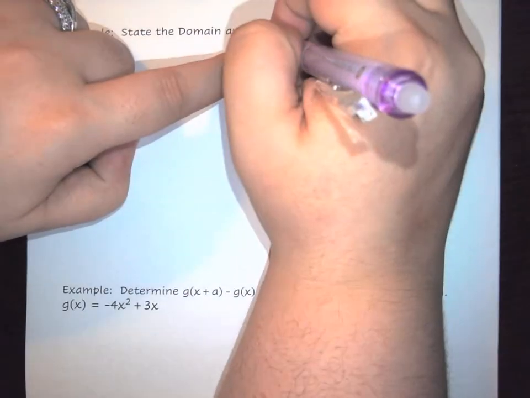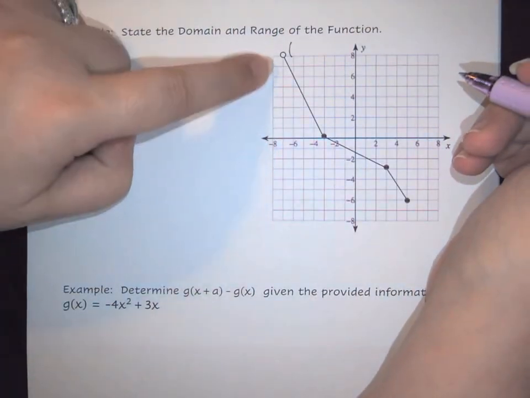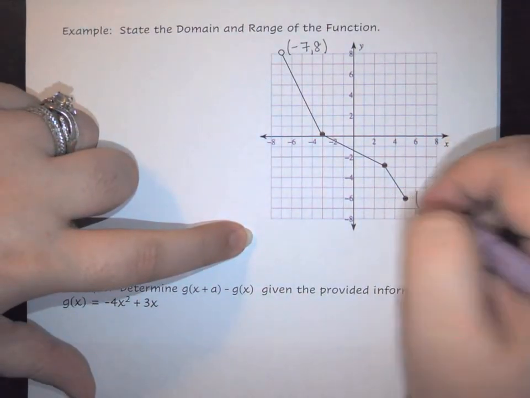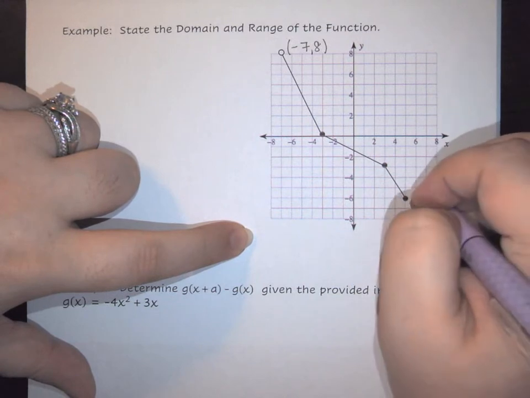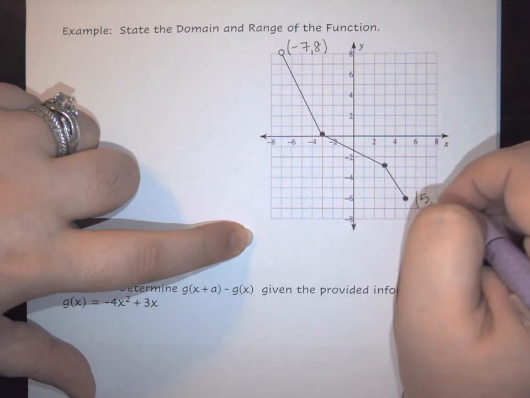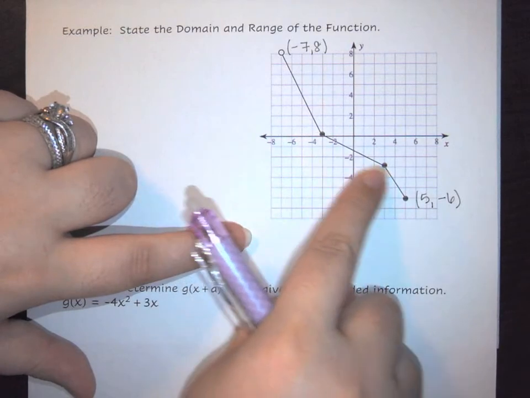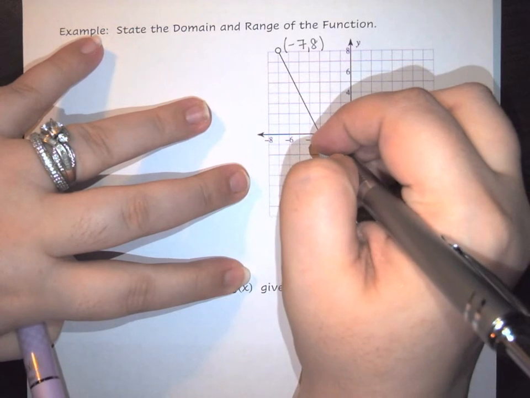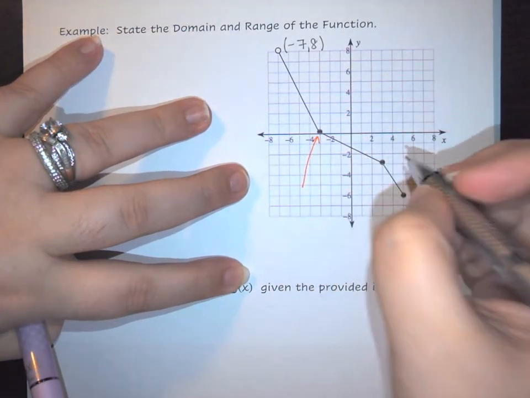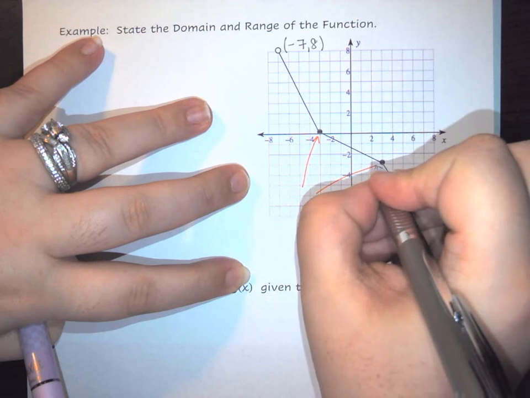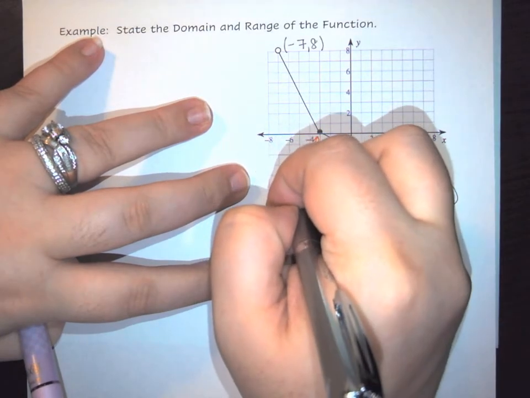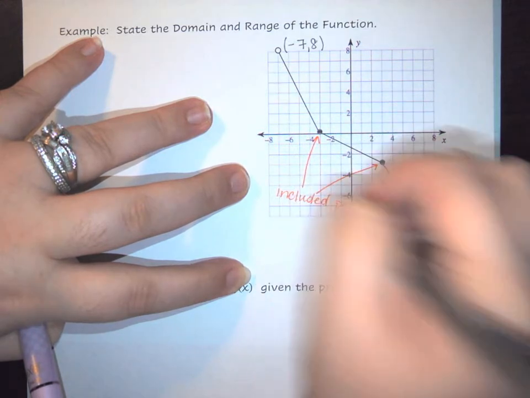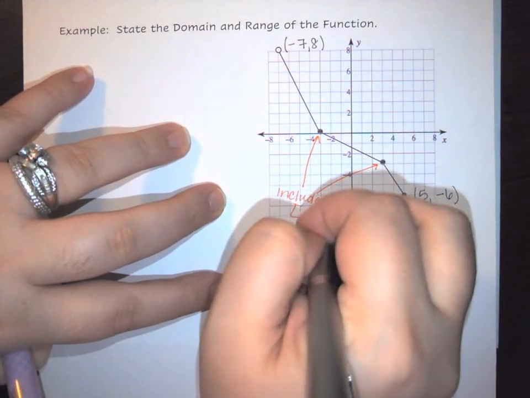So here, this coordinate is going to be at -7, 8. And this other coordinate down here is going to be at the point 5, -6. And notice my two inner points here are included. Okay, so that's important that this point right here and this point right here, these are included points, which means they would be brackets.